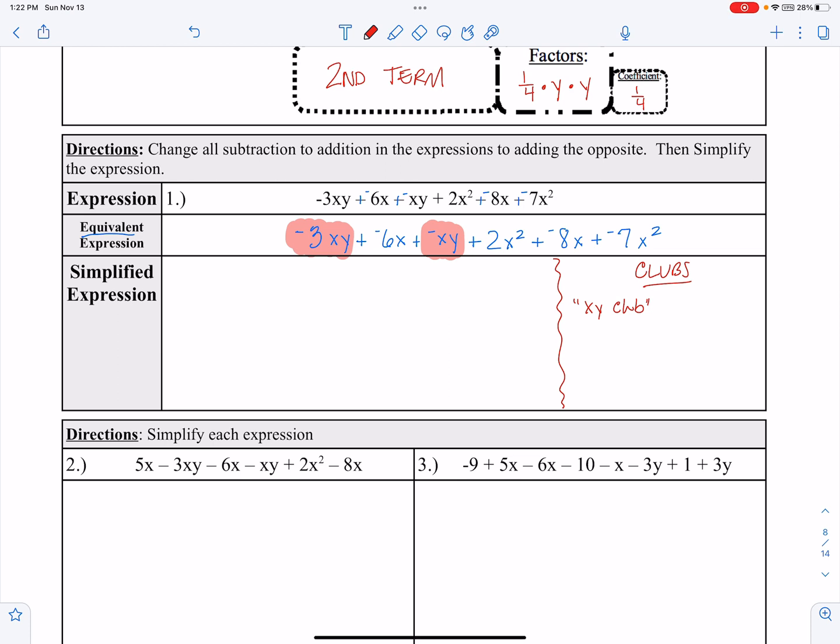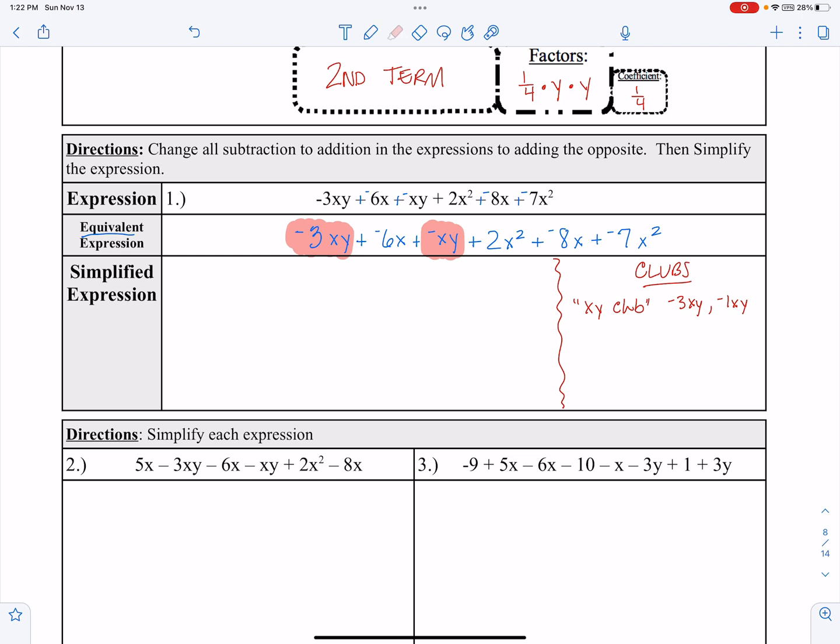Okay? And that is my negative 3xy and also a negative 1xy. Okay, I know if it's just the negative, it has this invisible 1 with it. Okay, all right, so that's my xy club.